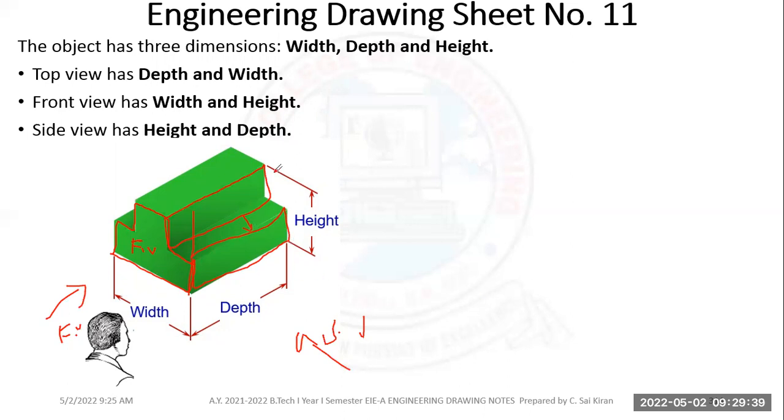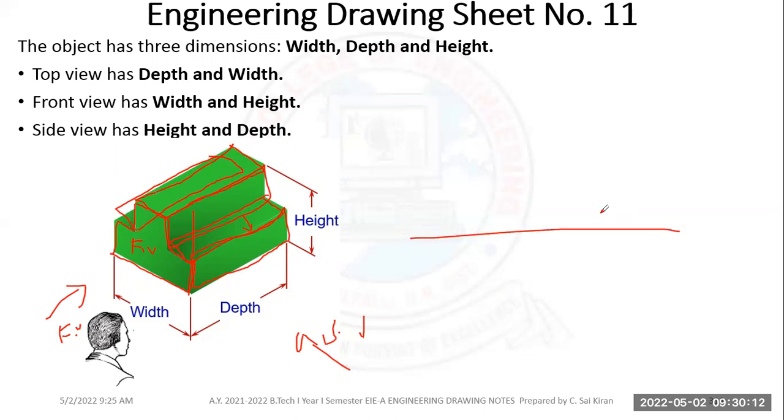Okay. And if you're looking from the top view, you can see only two things: depth and width. So you can see this is your depth, this is your width, this is your depth, this is your width. And here one more thing is there. You can't see it in this orientation, but there is a line here. This is the depth you can see, this is the width you can see, because lines are overlapping.